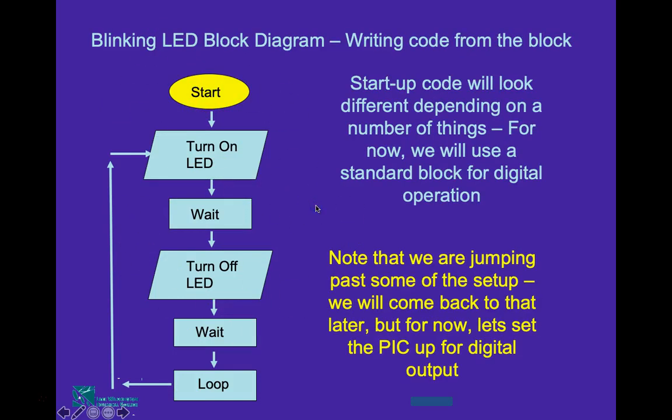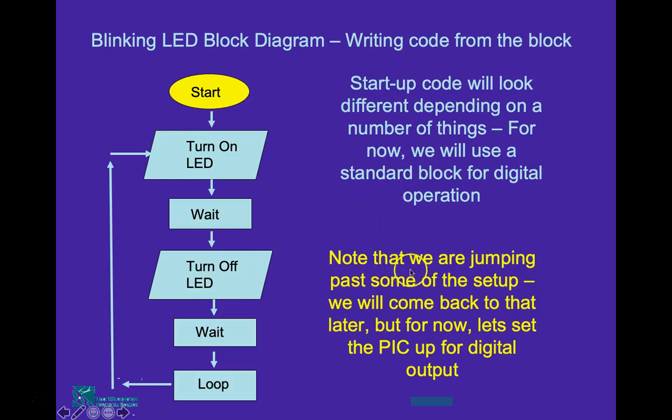Now, starting with start. The startup code will be different for each program and it depends on a number of things. For example, if you want to define digital inputs or outputs, your start code is going to be different. And if you want to define analog input or output, then your start program is going to be different. So there are a number of factors on which your start code depends. For us, we're going to see how it looks.